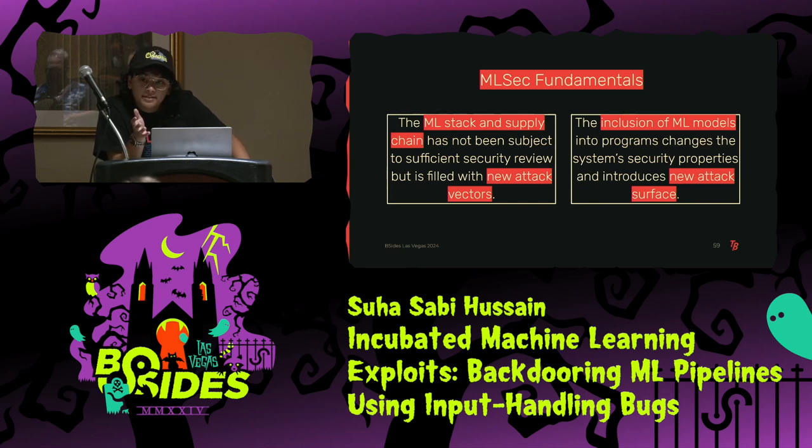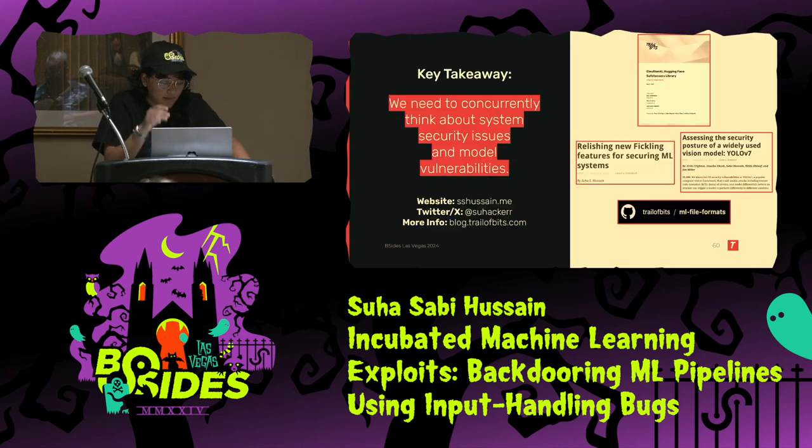Second, simply placing an ML model into a program introduces all of these new vulnerabilities that stem from how your model is interacting with different components. Machine learning is not a quick add-on, but something that can fundamentally change the security posture of your system. So I hope you leave this talk knowing that we need to concurrently and holistically think about system security and model security.